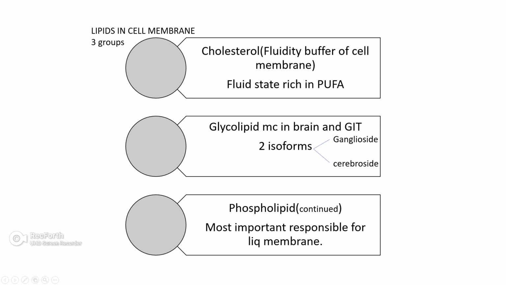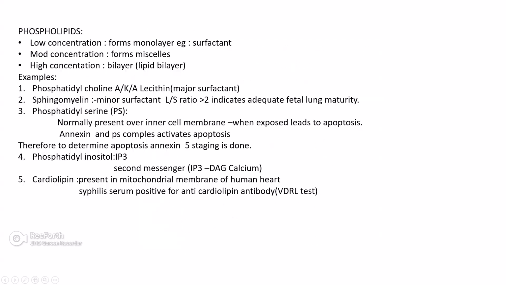And lastly, coming to phospholipids. These are the most important, responsible for the liquid membrane. Under phospholipids, we have around 5 examples. But phospholipids, when present in low concentration, form monolayers. Example is surfactant. Phospholipids, when present in moderate concentration, form micelles. Phospholipids, when present in high concentration, form bilayer or lipid bilayer.